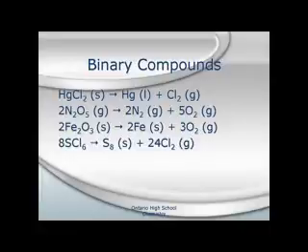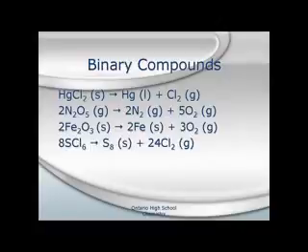Here are some examples of binary compounds decomposing. Our first is mercury 2 chloride, which is a solid, decomposing to liquid mercury and chlorine gas. And it's very important when you look at the gases of elements that are on the periodic table. All the elemental gases, except for the last group, which are the noble gases, will be diatomic. So Cl2 represents chlorine gas. If you had fluorine, nitrogen, oxygen, or hydrogen, those also would be diatomic gases.